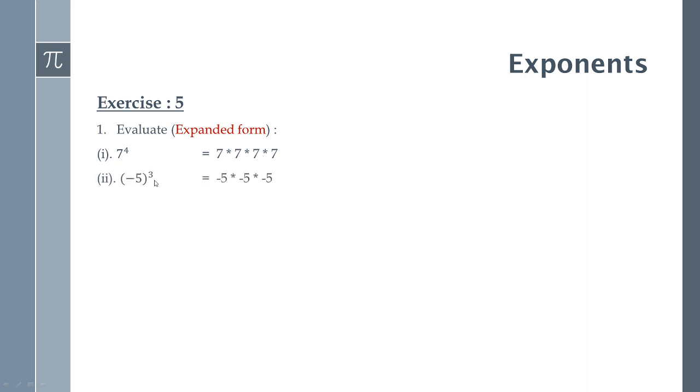Now minus 5 to the power of 3, that is nothing but minus 5 into minus 5 into minus 5. 3 by 4 to the power of 4 means 3 by 4 into 3 by 4 into 3 by 4 into 3 by 4. Now express each of the following in exponential notation. Expanded form and exponential notation form are different. Expanded form is whatever the question is, we are just expanding it. In exponential form it is quite the reverse: this will be the question and this will be the answer.